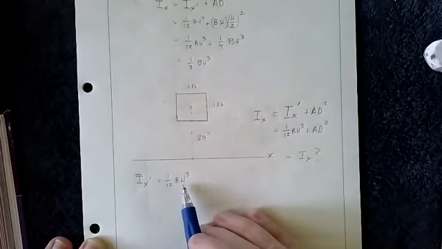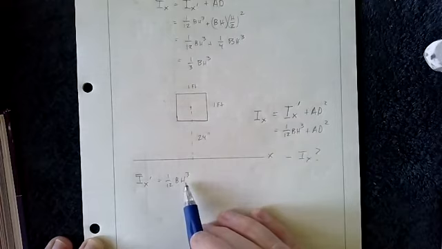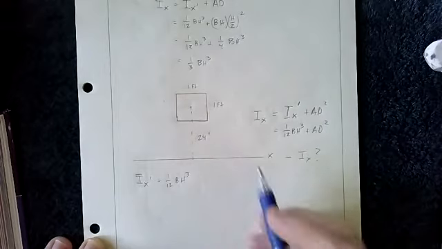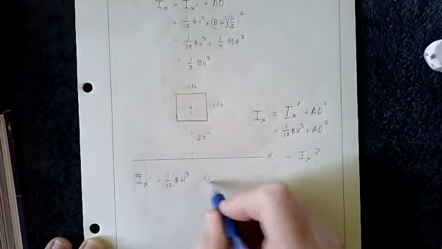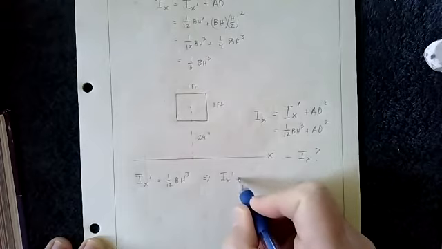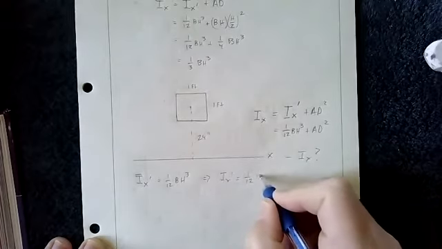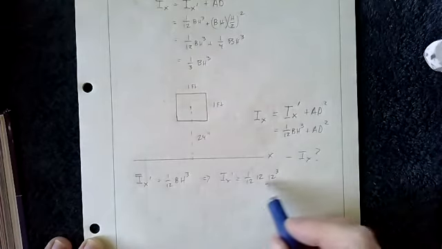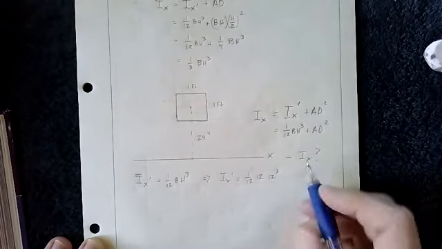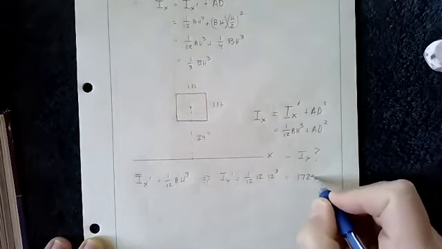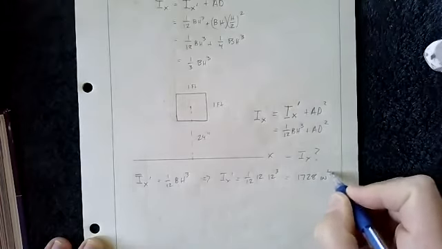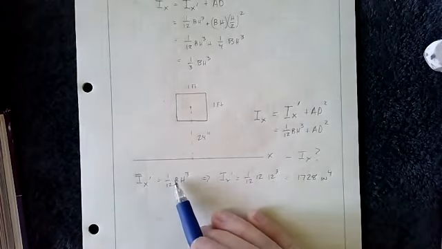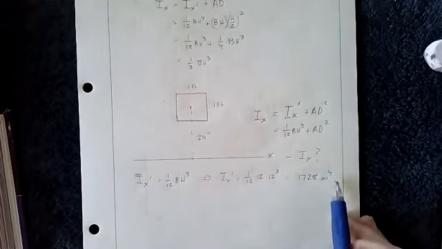So let's first do this. 1/12 BH cubed. We know that this is 1 foot by 1 foot, but we're going to stick with inches, so it's 12 by 12. So essentially we have Ix prime equals 1/12 times 12 times 12 cubed. The 12's cancel, and 12 cubed equals 1728. Now the units are inches to the fourth. Moment of inertia is always whatever unit to the fourth. You can see that because you're multiplying base times height cubed, so it's always going to be inches to the fourth.